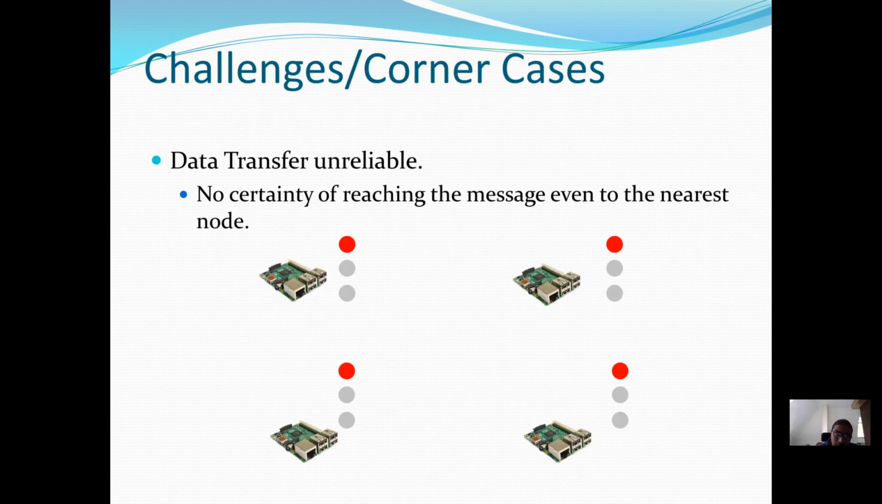So firstly, data transfer is unreliable. There is no certainty of the message reaching even the nearest node. If we have a state like this, for example, the IoT devices are in a state where only the red LED is turned on. Now, suppose one IoT device generated a new operation to turn on the blue light and broadcast this message to other IoT devices. There might be a possibility that this IoT device got the message, this one also got the message, but this one didn't get the message. So this is an inconsistent state.